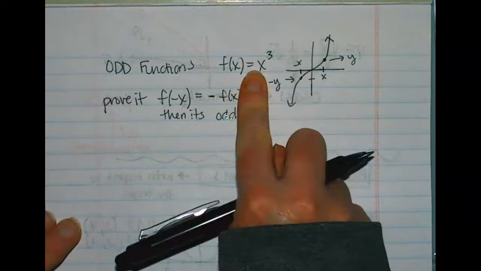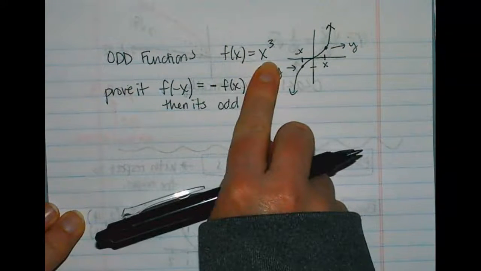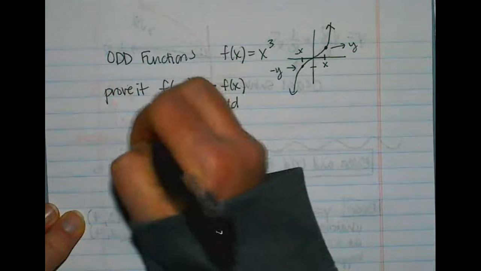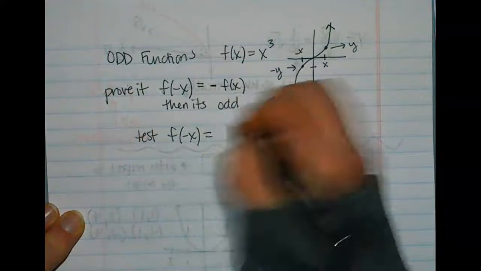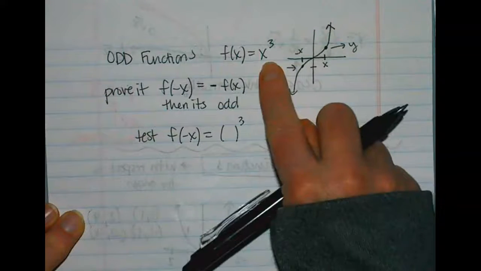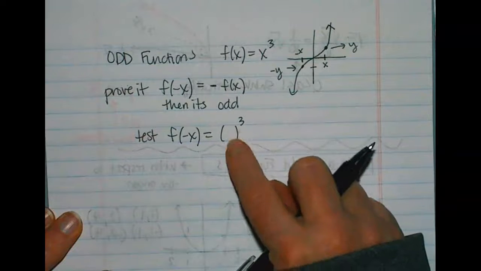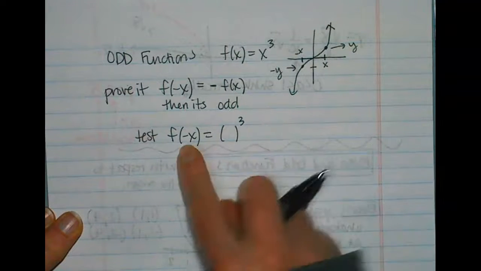Let's try it with this easy one. So I'm telling you that f of x equals x cubed. What would happen if I plugged in negative x? So I'm going to test it. I'm going to say f of negative x, and I'm going to write the function cubed, because that's what I'm given up here. X cubed. Something, a variable, cubed. The test says plug in negative x.